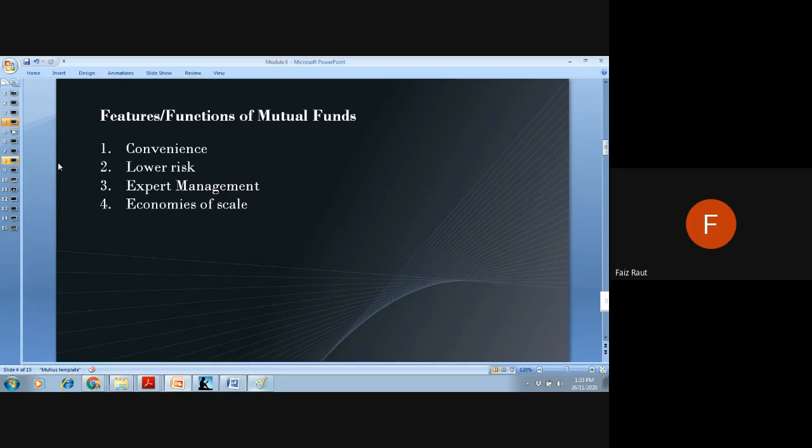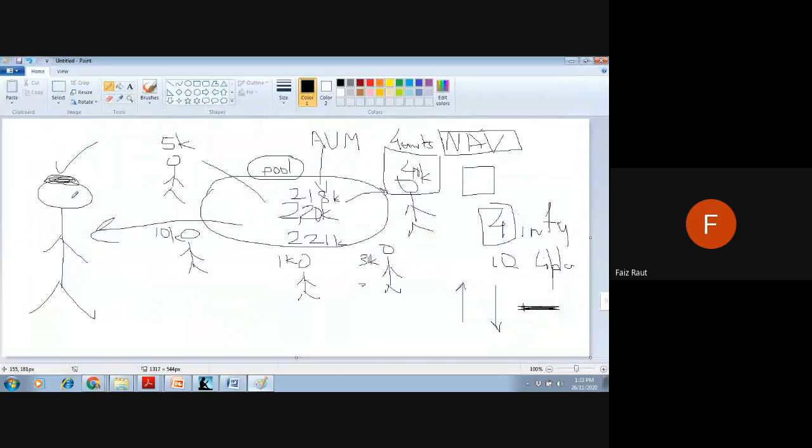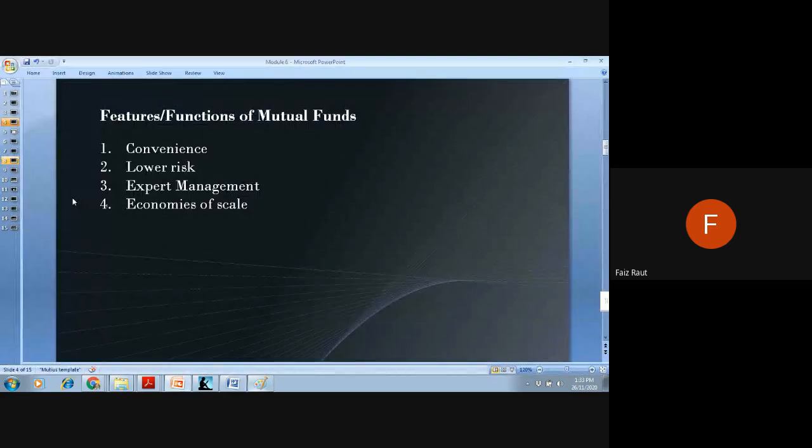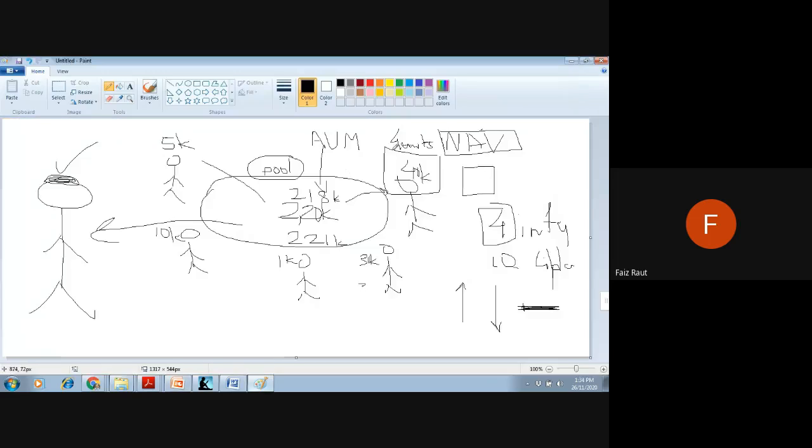Then it is expert management. Okay, expert management is what this person is, the fund manager. He has good knowledge and he knows where to invest, when to withdraw, and how to manage your portfolio. And again, economies of scale. Economies of scale is in a bigger amount. You have a smaller amount of money here, 5,000, 10,000, chota chota amount here. So when you're investing here, the amount becomes very big.